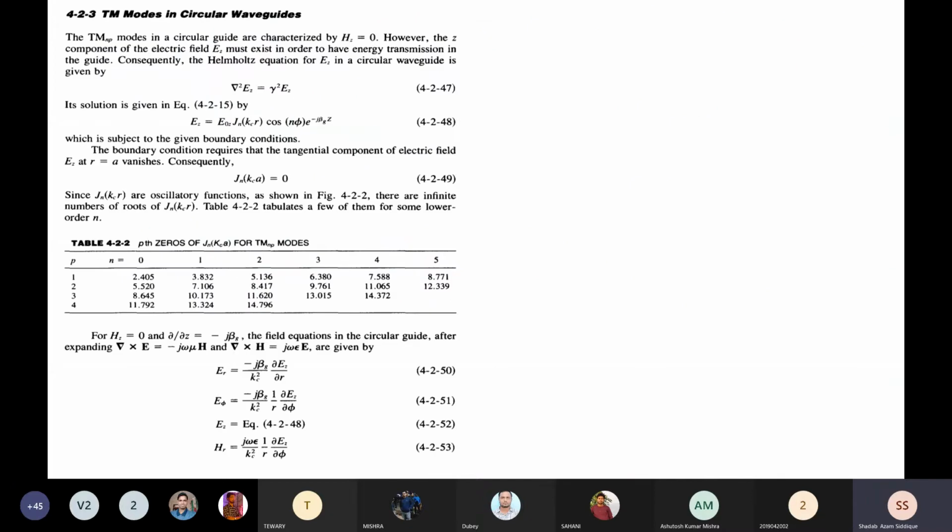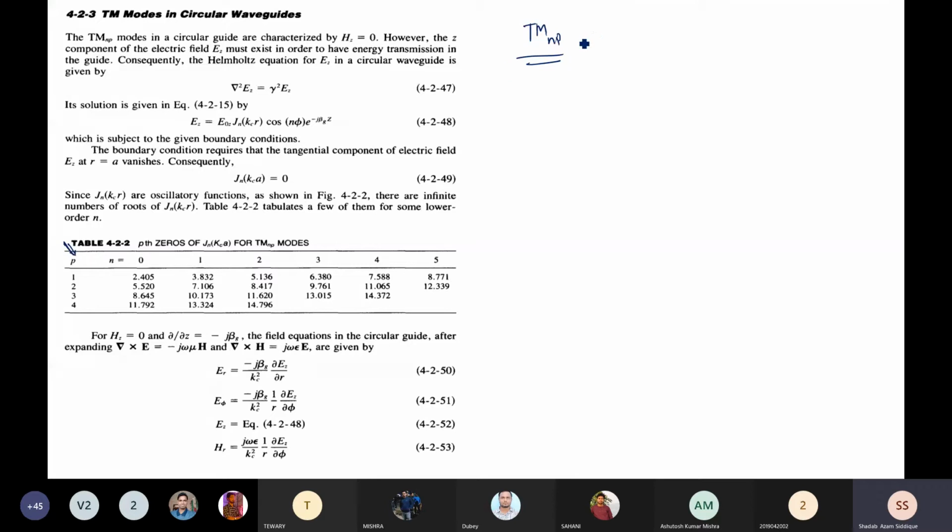Well, now we will see the TM mode in circular waveguide. Whatever we have seen for the TE mode, similarly you can apply for the TM mode also. So here we can have the TM mode. TMnp is represented here also, and we will be able to find Xnp from the table.